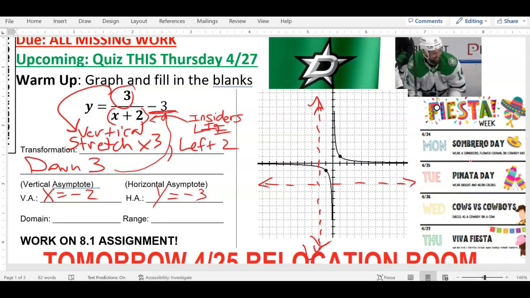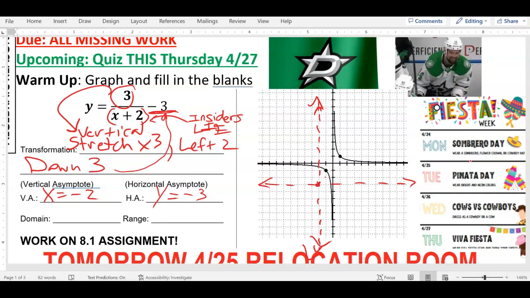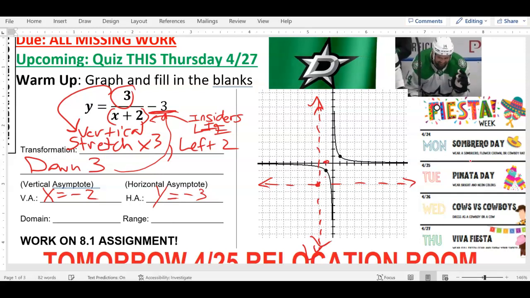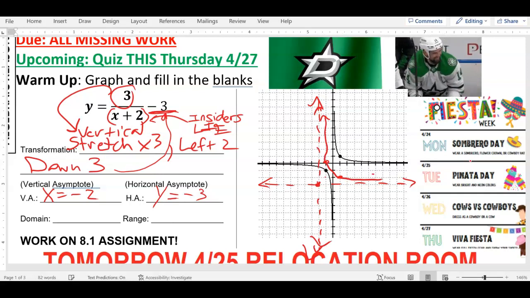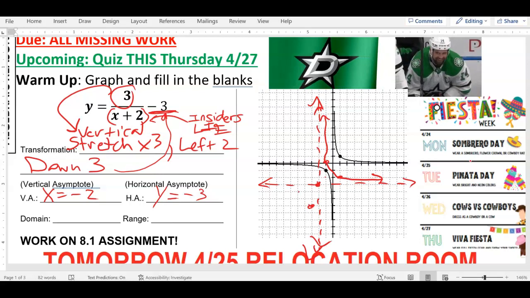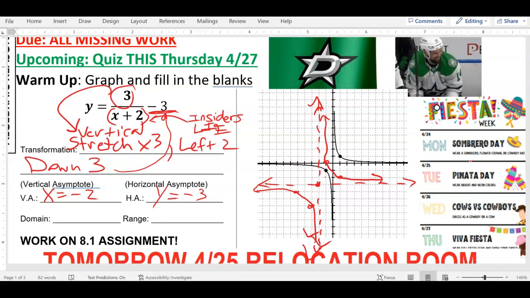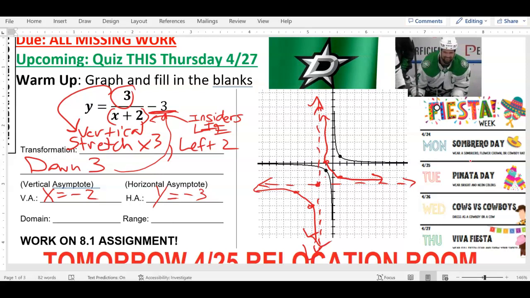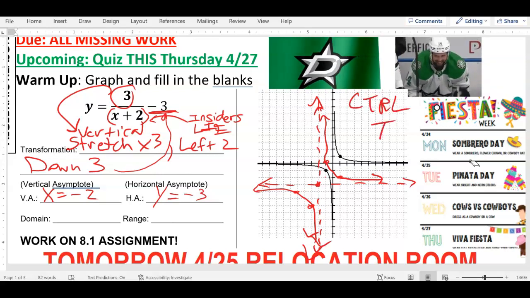Since it's been stretched by 3, here's what you do. Usually you go over 1, up 1, but instead we're going to go over 1, up 1, 2, 3, over 1, up 1, 2, 3, and we put our curve, and then over 1, up 1, 2, 3. Okay, so that's been stretched by 3. Move 2 to the left, move 3 down. Let me tell you, the easiest way to get these points is to graph and do Control-T. Don't remember how to graph and press Control-T and plot some points? That's the easiest thing to do, just saying.